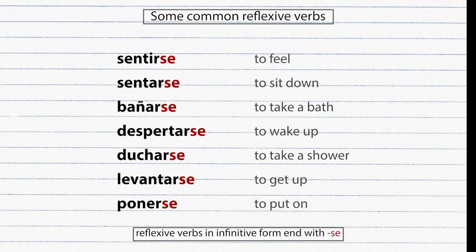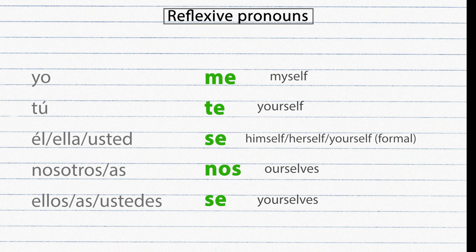Reflexive verbs in infinitive form end with SE. Sentirse, sentarse, bañarse, despertarse, ducharse, levantarse, ponerse. They are conjugated like any other verb. The only difference is we have to use the reflexive pronouns before the verb. And these are the reflexive pronouns in Spanish. Me, te, se, nos, se.